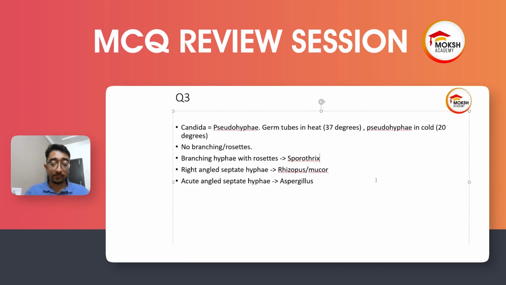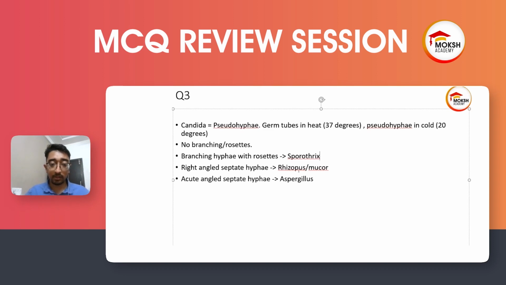And speaking of hyphae, these are the keywords you need to remember during the exam. If the question stem says there are right-angled septate hyphae present, immediately think about Rhizopus and Mucor, right? Don't even bother reading anything else, because that's what the question is trying to ask you. And if it says acute angled septate hyphae, then it's Aspergillus.